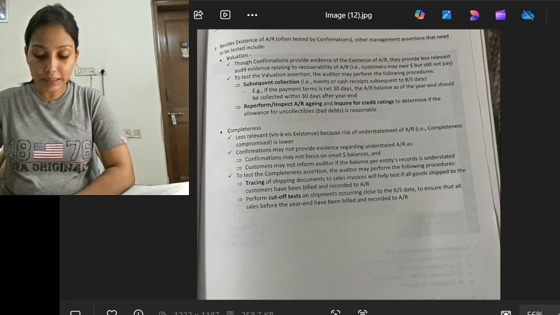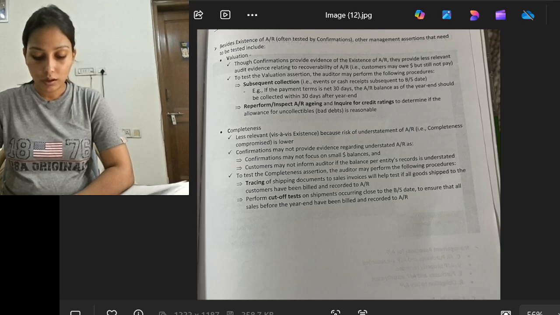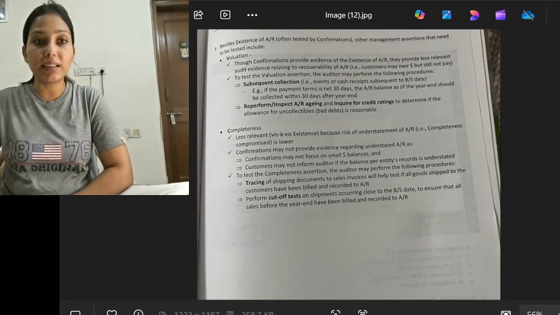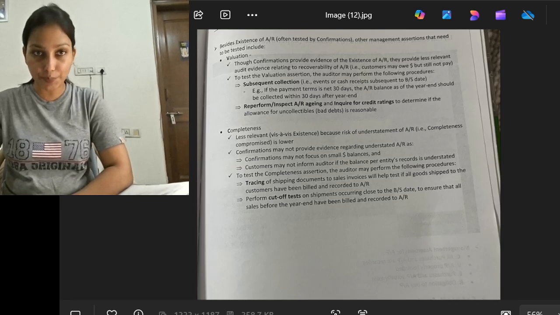To check the completeness, confirmation is not the right procedure. Completeness, tracing, and cutoff are all assertions that need to be traced. Completeness is less relevant here because the risk of understatement of AR is lower.